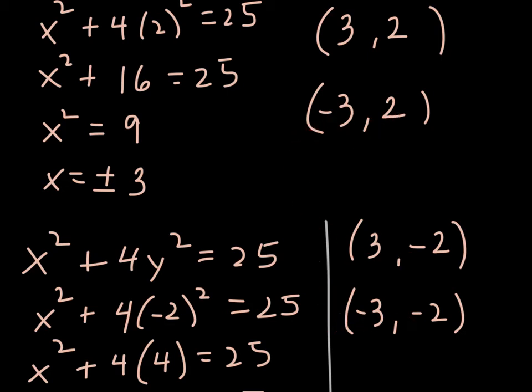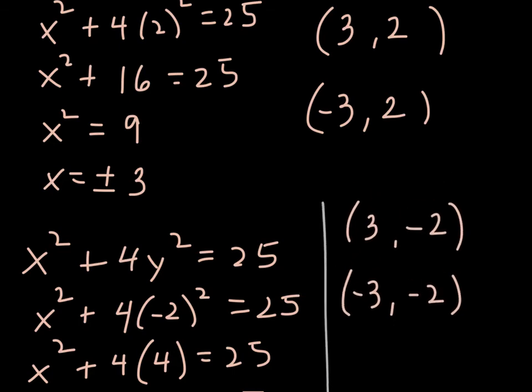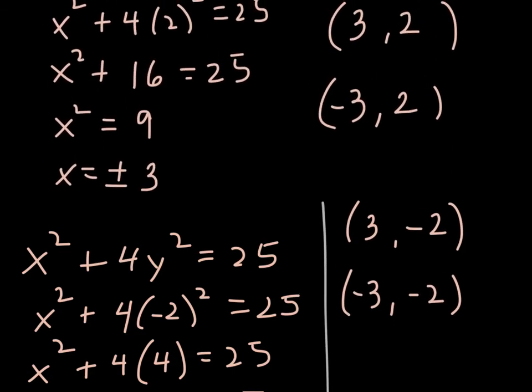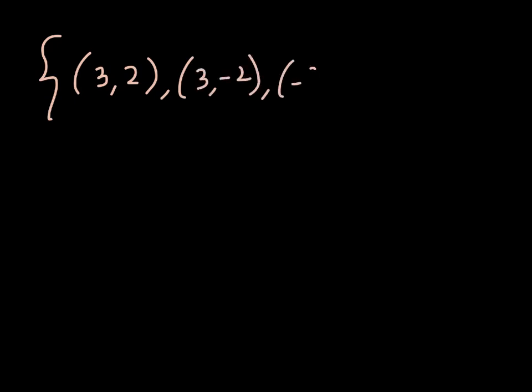Let's write all 4 solutions in set notation. So here's my set. You got (3, 2), (3, -2). You got (-3, 2), and you have (-3, -2). 4 points at which the hyperbola and the ellipse intersect.